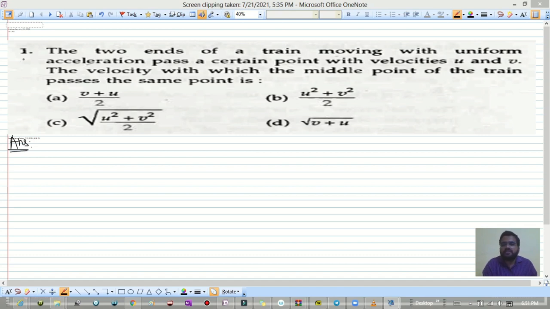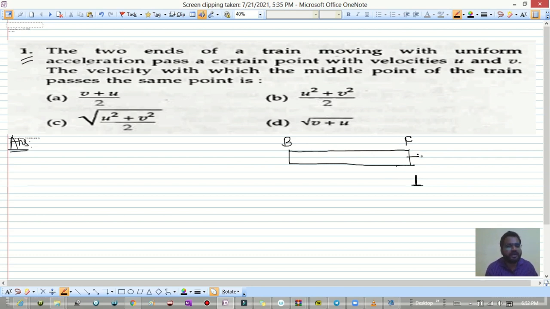So see here, this is the first problem in the DPP3: the two ends of a train moving with uniform acceleration pass a certain point with velocities u and v. The velocity with which the middle point of the train passes the same point is. Okay, so this is the train given, and this is the front end we can say, and this is the back end. It passes through this point as it travels with uniform acceleration.